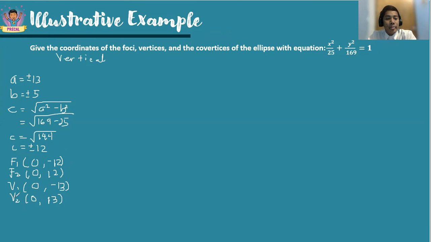For the endpoints of the minor axis, the co-vertices, they will be located on the x-axis. So that will be negative 5, 0. So get first the negative. Then the positive part is 5, 0. So I hope you understand.